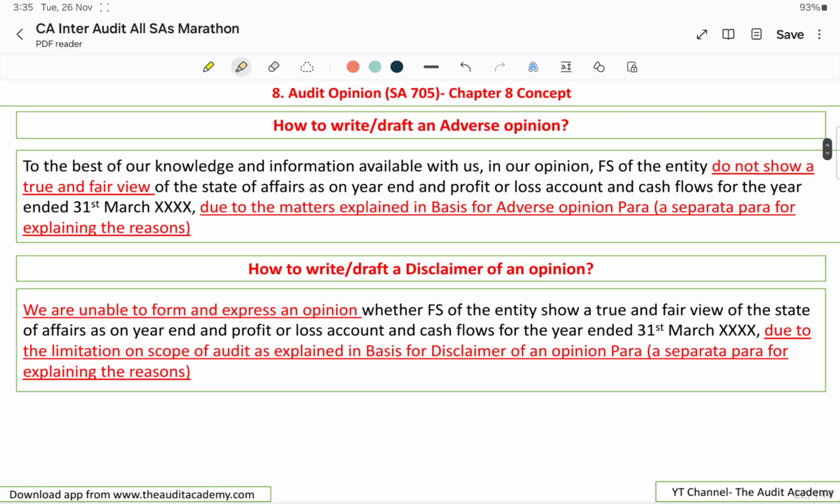And the next is how to draft an adverse opinion. So the adverse opinion goes as: to the best of our knowledge and information available with us, in our opinion, the financial statement of entity do not show a true and fair view of the state of affairs as on the year end, and profit and loss account and cash flow for the year 31st March 2025, due to the matters explained in basis for adverse opinion paragraph, a separate paragraph for explaining the reason.